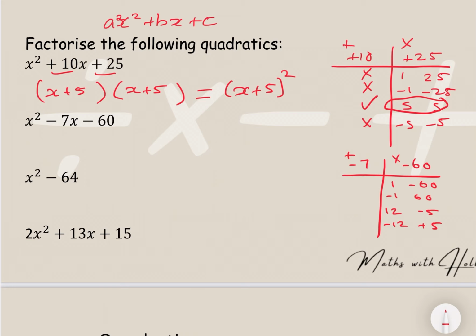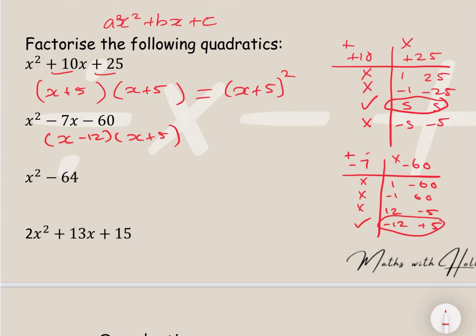So here I can see, if I go down, that the first two don't add to give me negative 7. 12 minus 5 is positive 7. So this one here works. Negative 12 add 5 is negative 7. So my two brackets are x minus 12 and then x plus 5.